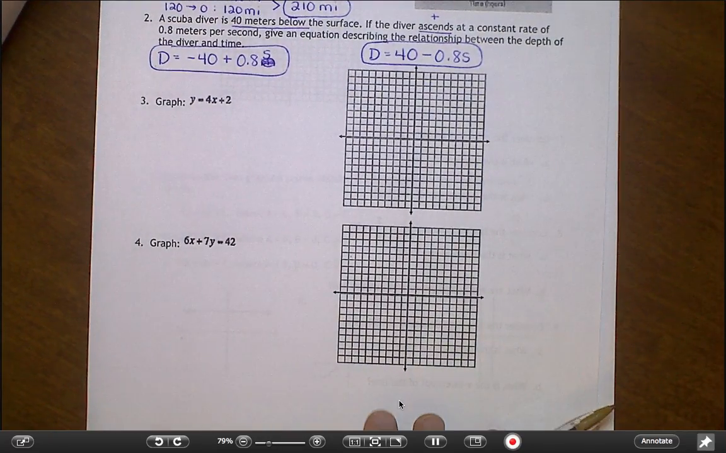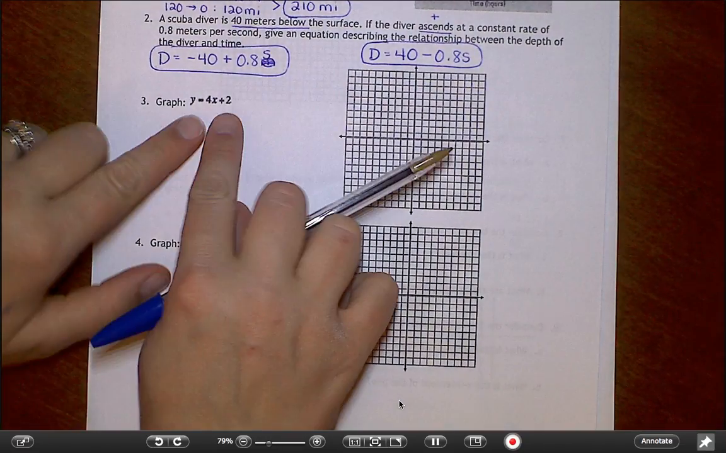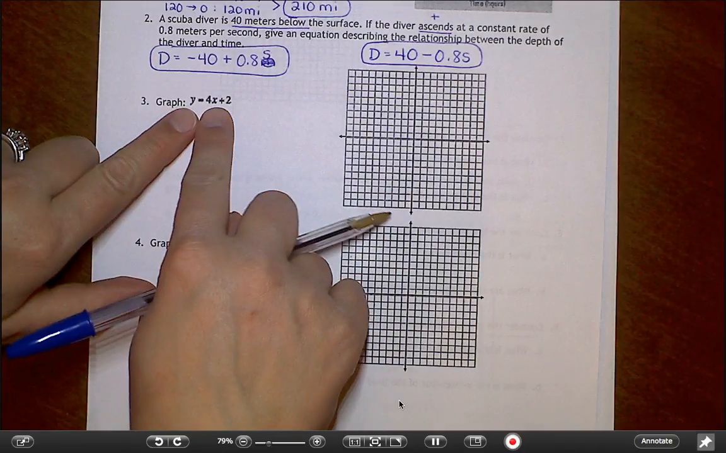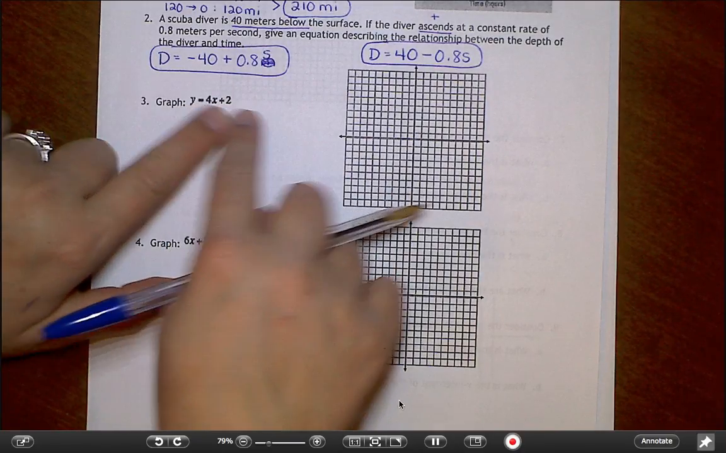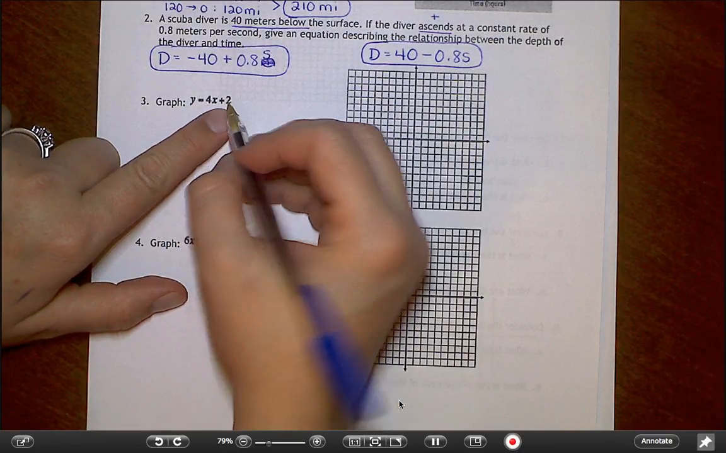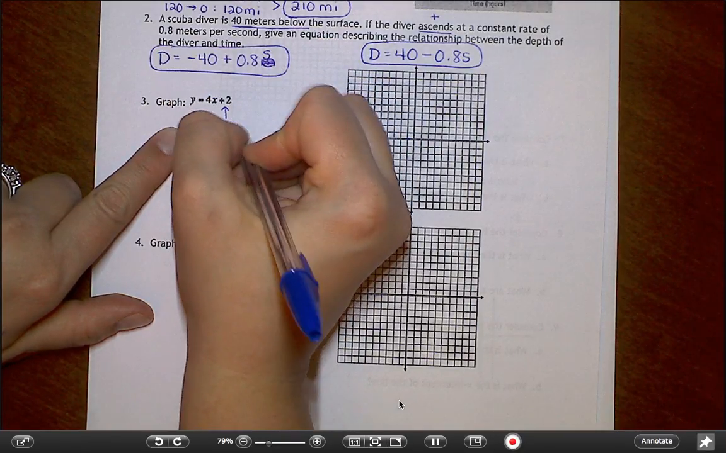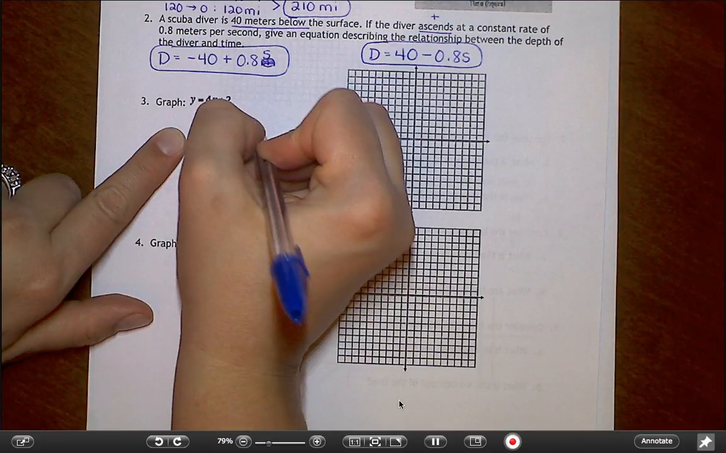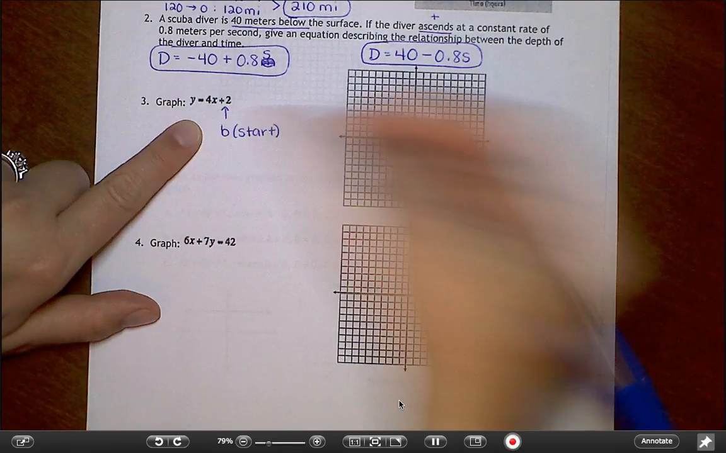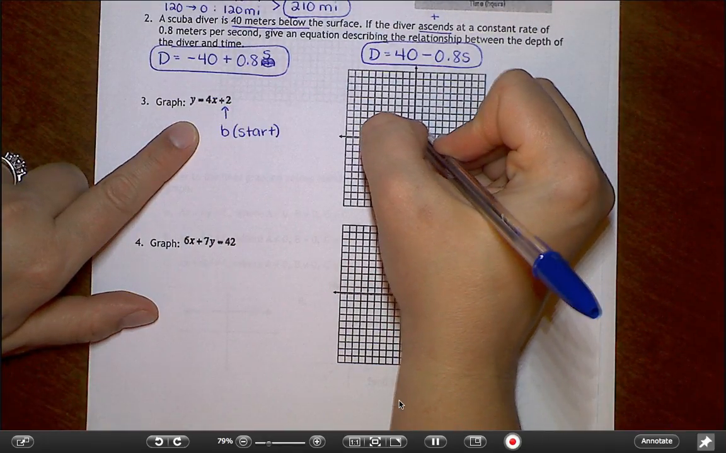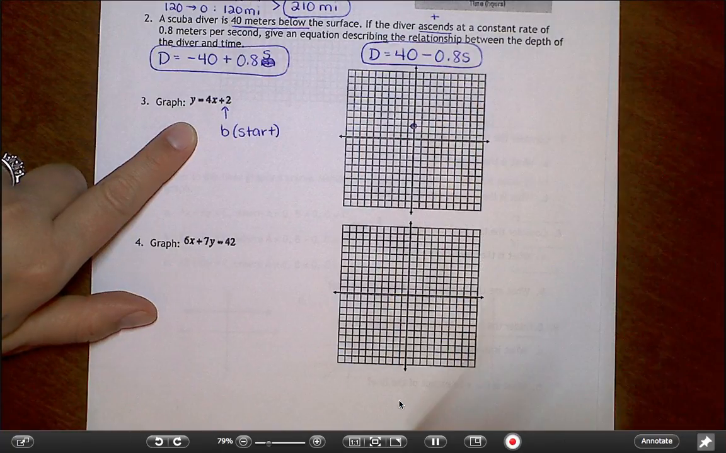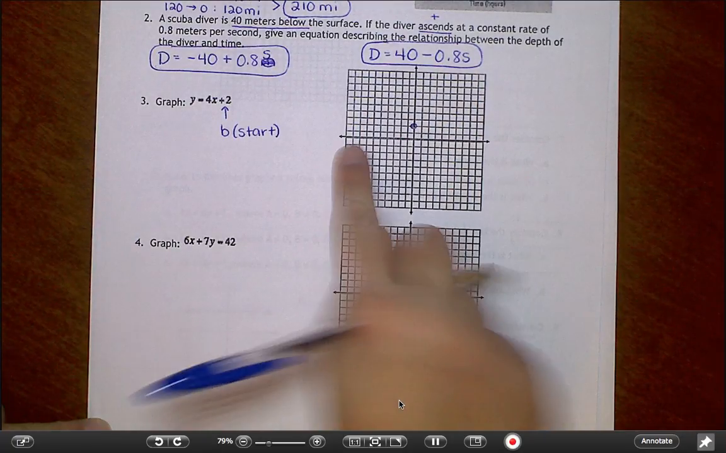Okay, 3 and 4 are just working on graphing, but they are equations written in 2 different forms. So let's start with this one. This is in y equals mx plus b form. So I always start at the y-intercept, which is 2. So this is where I start. I'm going to go to 2 on the y-axis. By the way, you are always starting on the y-axis. Always. We're never starting on x.